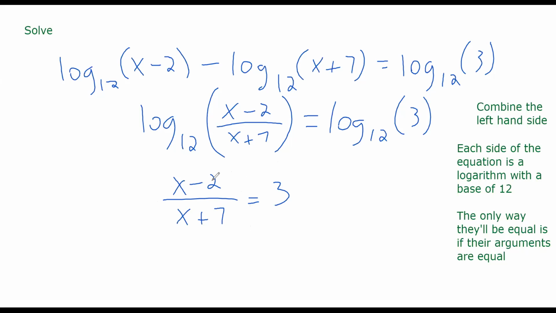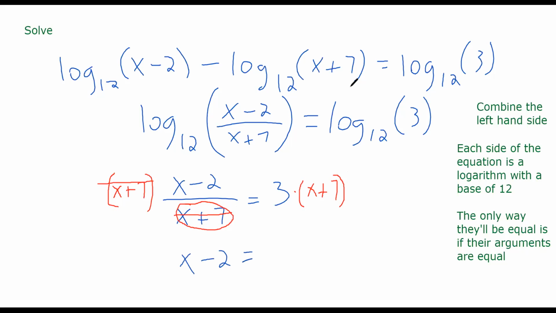Now we look at this, there's a couple ways we can solve this one. I think the best way is going to be to take this denominator and multiply both sides by it. So I'm going to multiply by x plus 7. I'm going to multiply this side by x plus 7. It's going to cross them out over here. I'm going to be left with x minus 2 equals 3 times x plus 7.